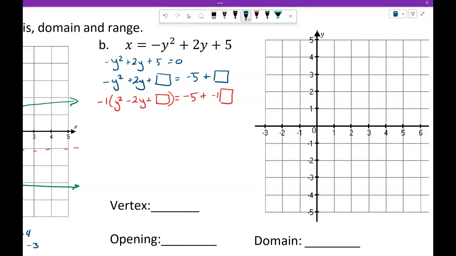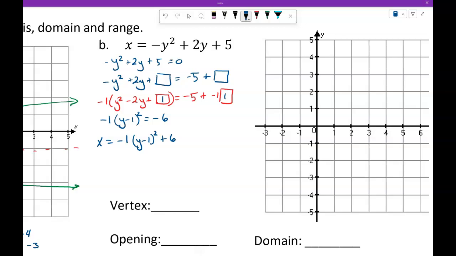So our b value is negative 2, divided by 2, squared gives us 1. So we factor, we get y minus 1 squared equals negative 6. We move the negative 6 back over by adding it. And then that's our equation: x equals negative 1, y minus 1 squared plus 6.